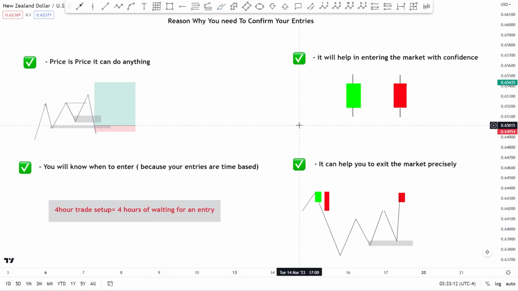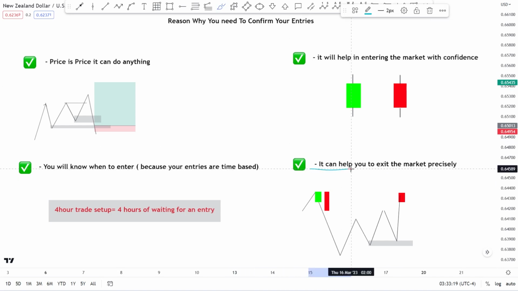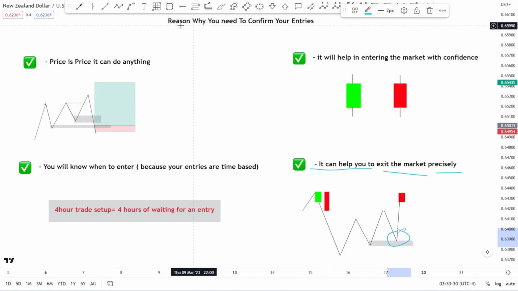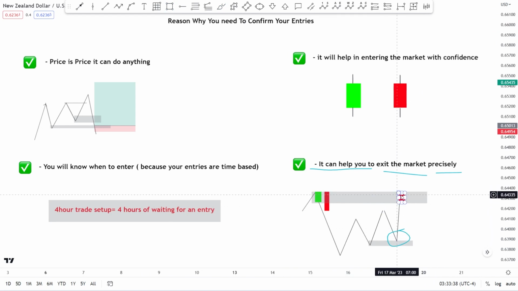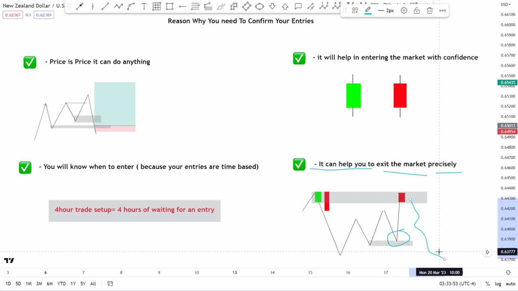And then another reason why we need to have a confirmation is that it can help you to exit the market precisely. For example, you enter your trade here and then you see that you have a supply zone at this area. So that means you can take your profit here and then try to sell, or you can put this trade that you have entered here to break even, because price is price. At the end of the day, it can still come and stop you out even when you were in profit in the first place. So that's how you should understand it.